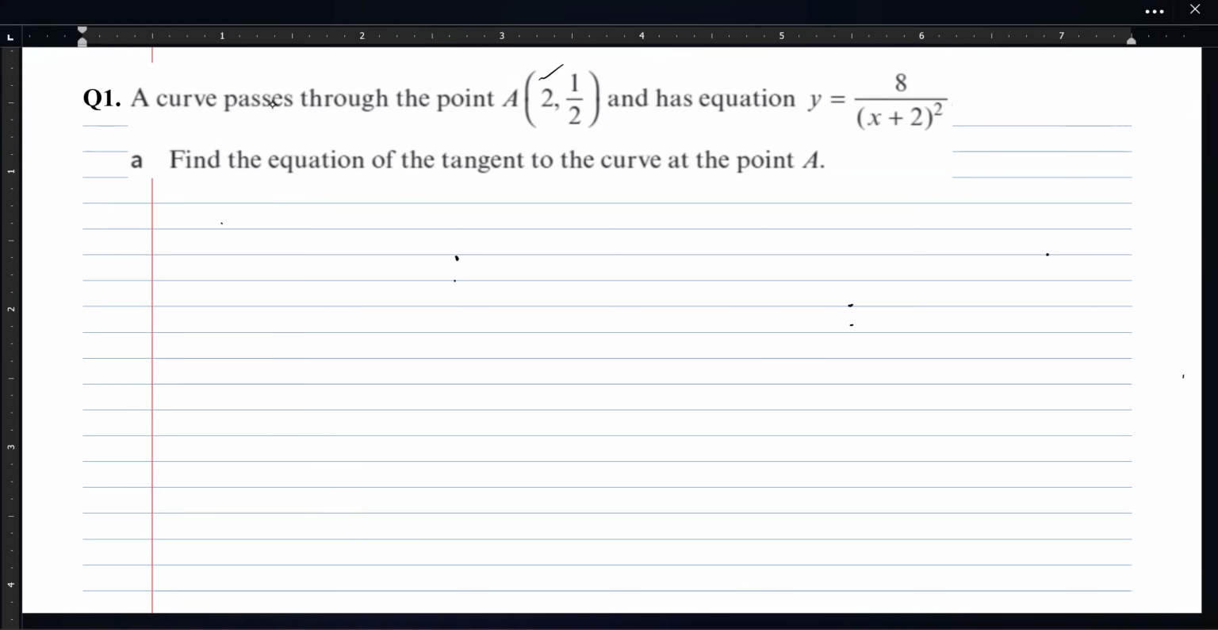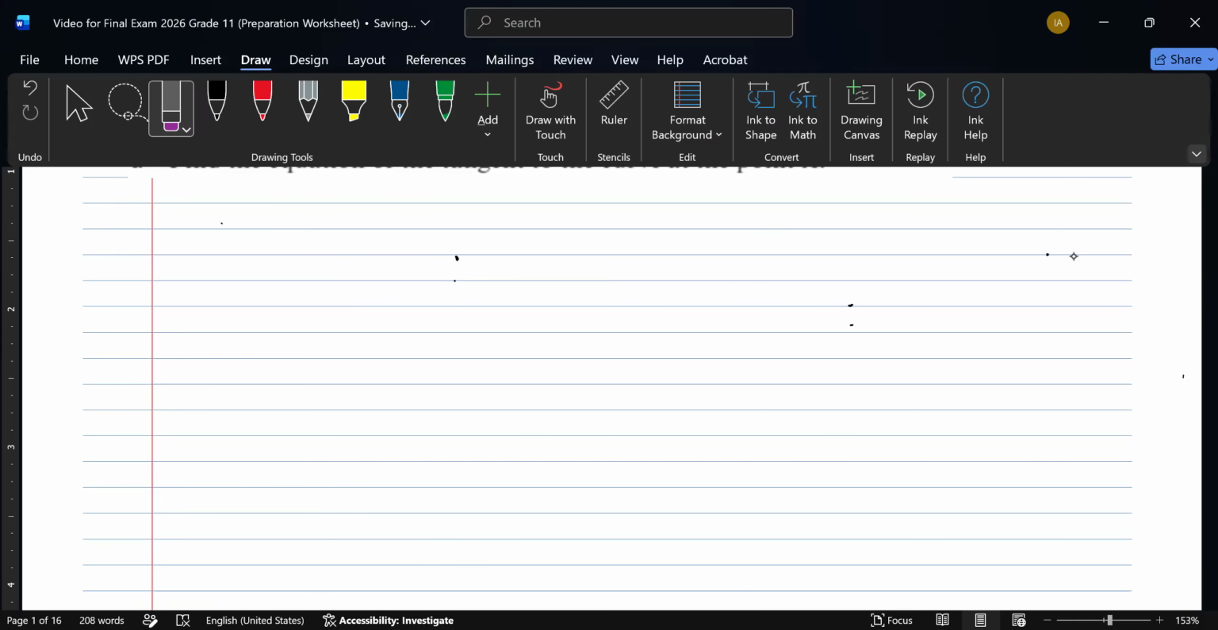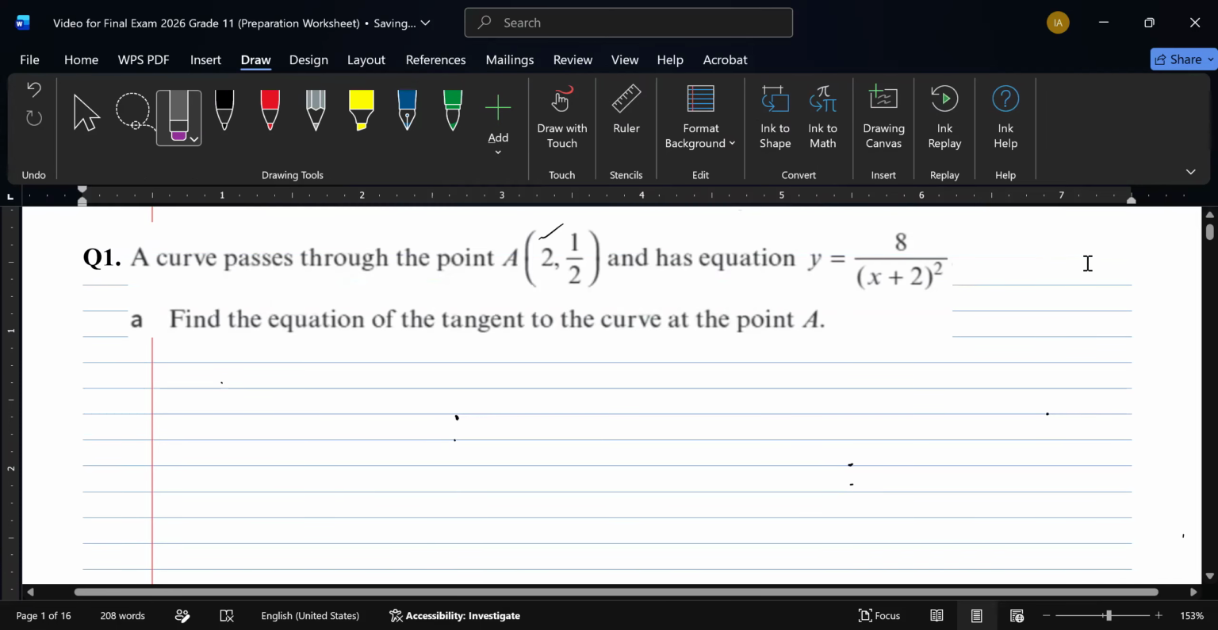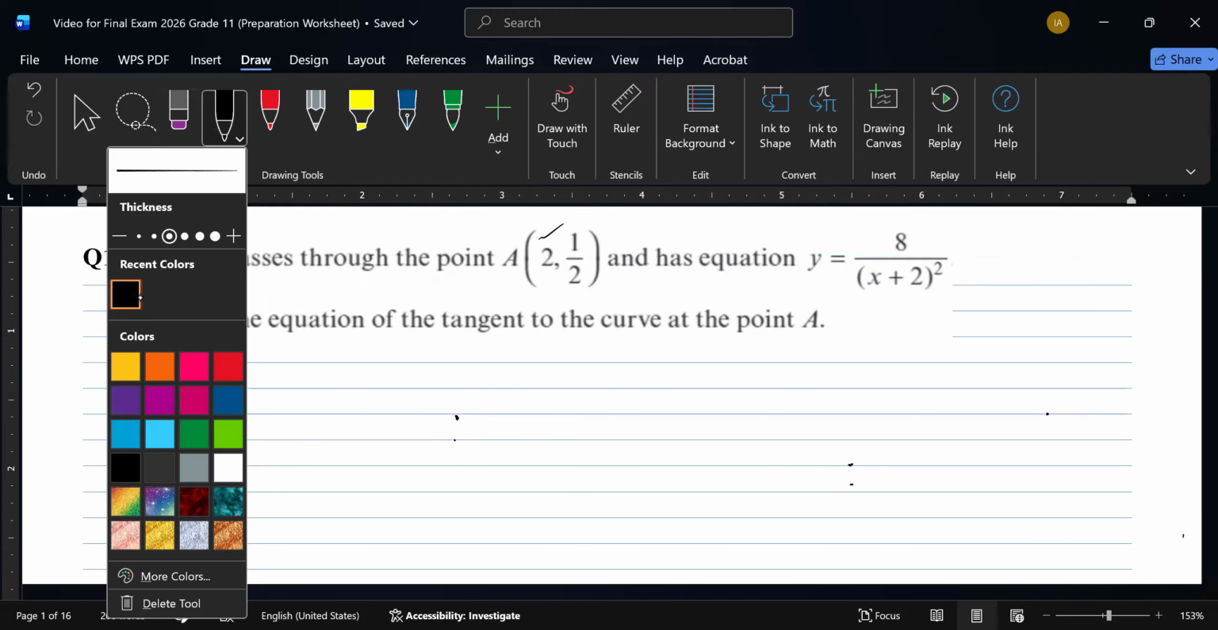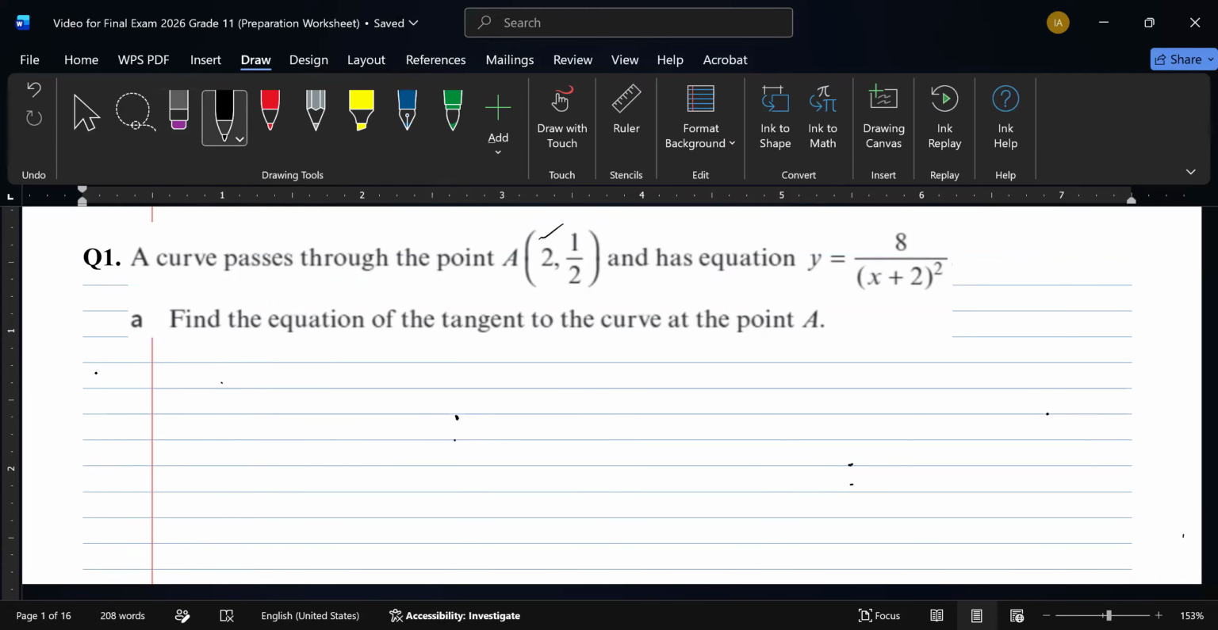in the numerator. So let's differentiate the equation. We have dy upon dx. For this, we move this in the numerator first. y is equal to 8, and I move this bracket in the numerator. What happens? The power becomes negative.